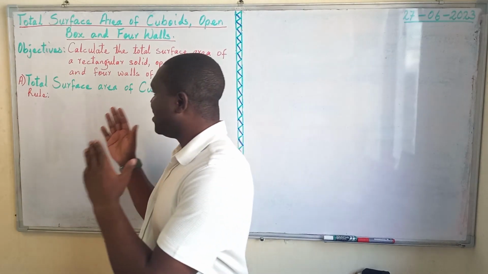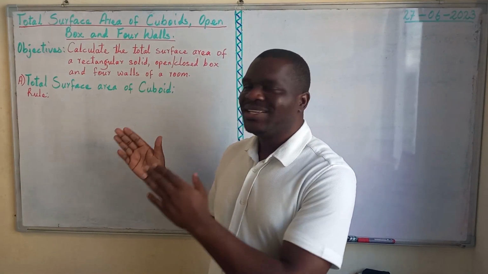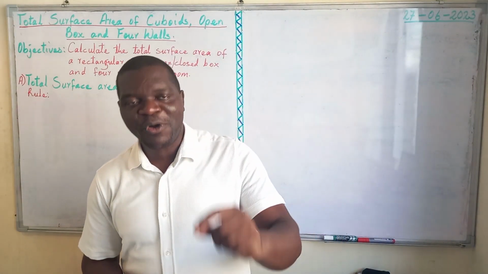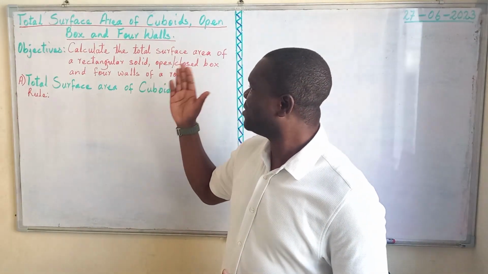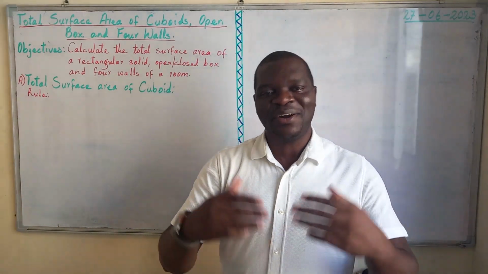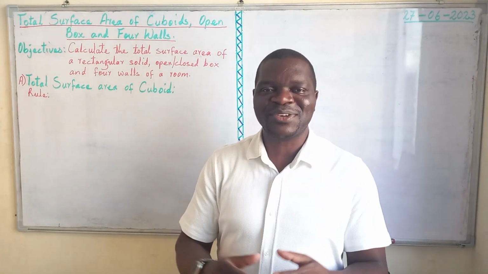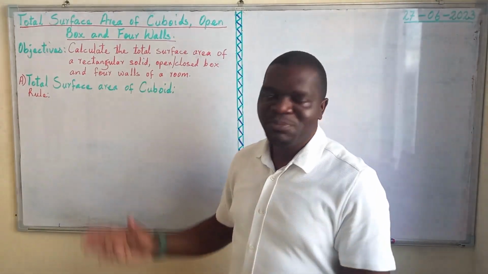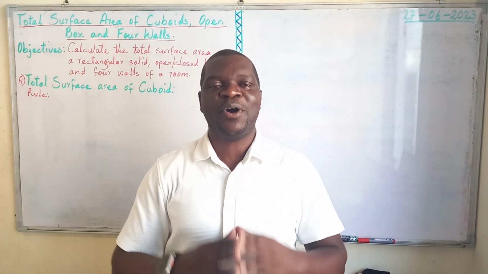Now, going back to the lesson of today, we have already looked at what a rectangular solid is. By the end of our lesson today, we should be able to calculate the total surface area of a rectangular solid. We should be able to calculate the total surface area of an open box or a closed box, and we should be able to calculate the area of four walls of a room.